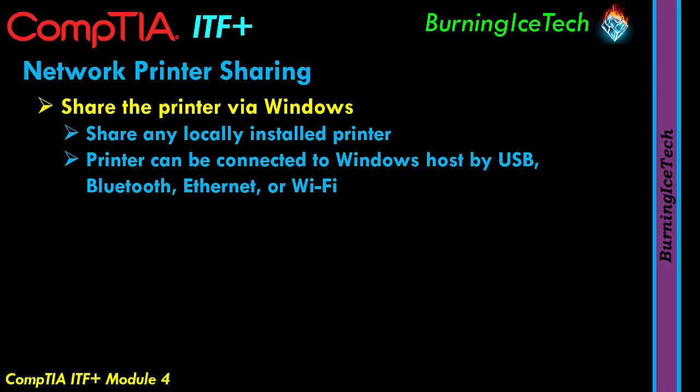So George's computer is going to basically act like a middleman, and whenever someone clicks on print, it'll list all the printers they've got installed, including George's printer, which is shared on the network, and they can click on George's printer, and it'll actually print through George's computer to his printer.